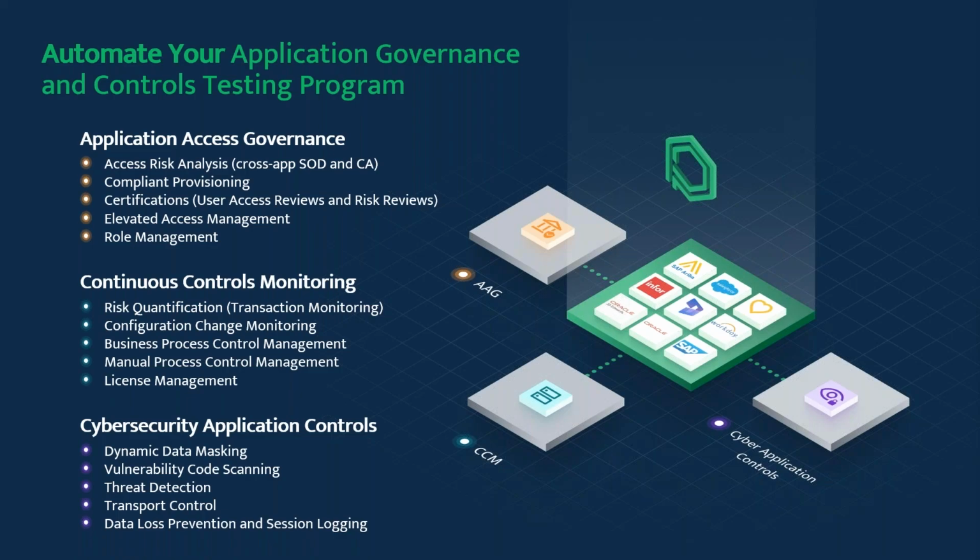And cybersecurity application controls are things like dynamic data masking, code scanning, threat detection, transport controls, data loss prevention, and session logging. So again, closing the loop on a lot of the vulnerabilities that are potentially in your application, and going back to managing access. We know that access can be risky. So how are people accessing things? In addition to things like certifications, dynamic data masking can be very valuable for making sure that users can only see what they should see and access what they're approved for by using some of those controls.